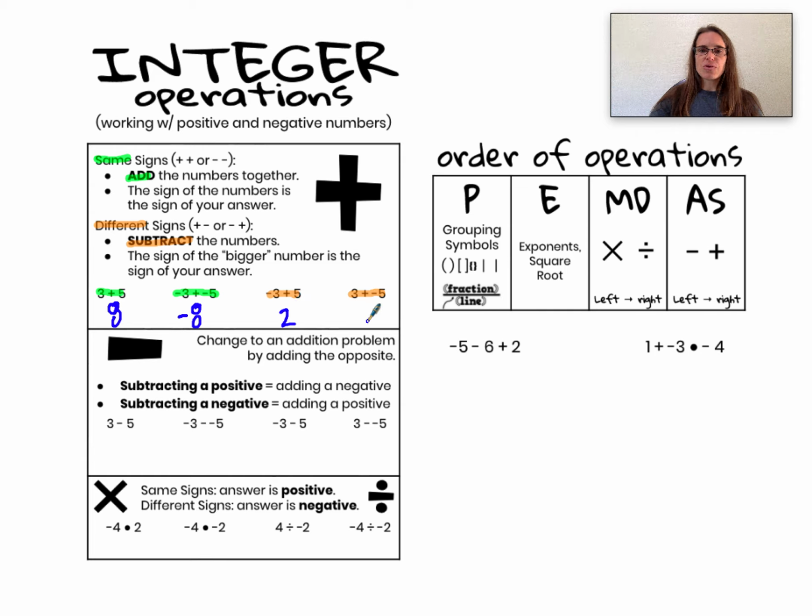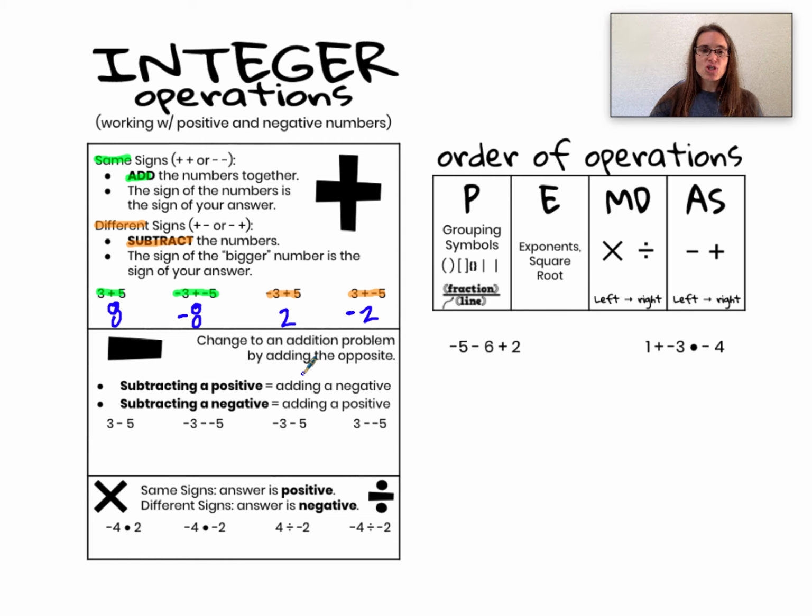In the second example, 3 plus -5, I still subtract. 5 minus 3 is 2. But now I get my final sign from the bigger number, which is this 5. This -5 is negative. So again, I look at my original two numbers. I ignore the negative. That's another way of saying I think about them in absolute value, and I see which is bigger. 5 is bigger than 3. I get the sign of my final answer from that bigger number, -5.